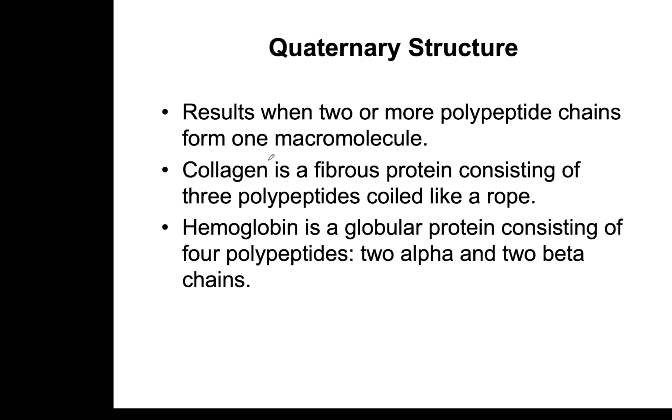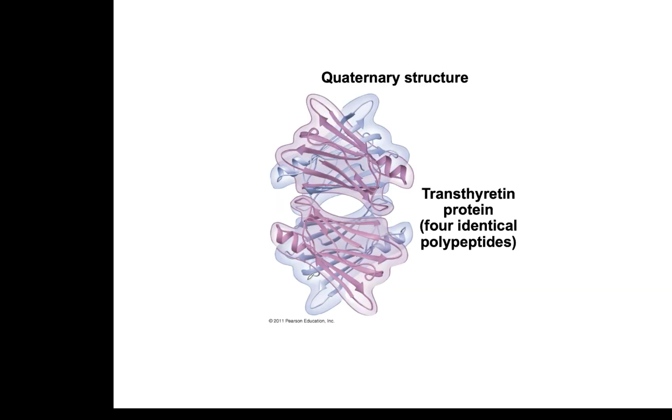From tertiary structure, the last level of protein structure is named quaternary structure, when two or more polypeptide chains form one macromolecule. Collagen is a fibrous protein consisting of 3 polypeptides coiled like a rope. Hemoglobin is a globular protein consisting of 4 polypeptides, 2 alpha polypeptide and 2 beta polypeptide chains associated together.